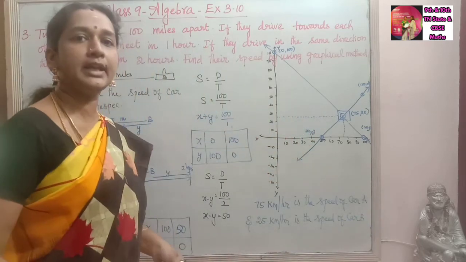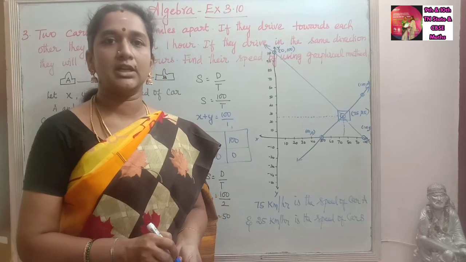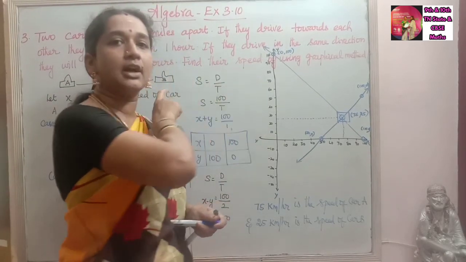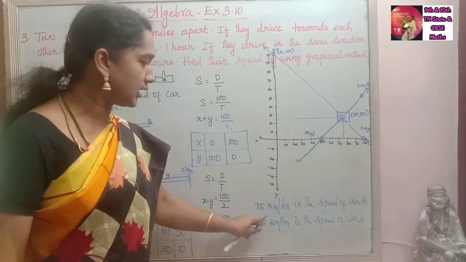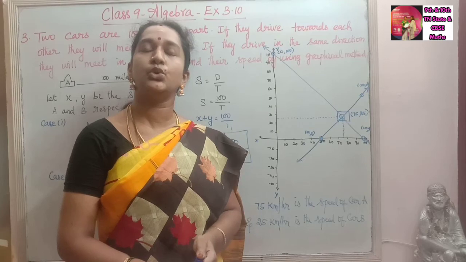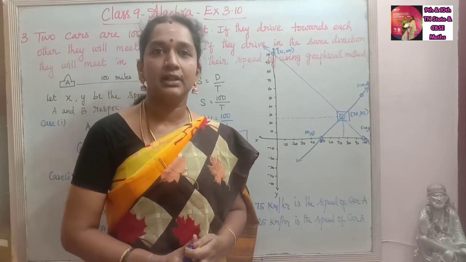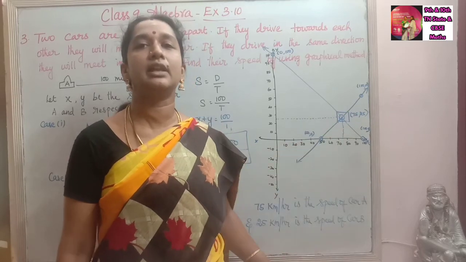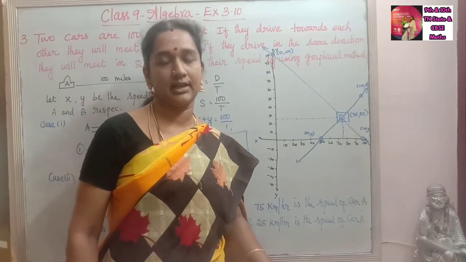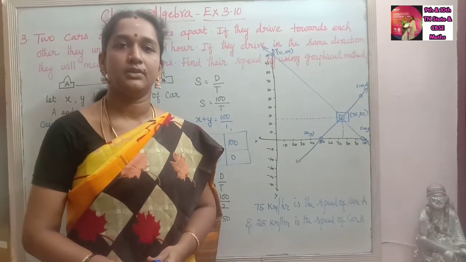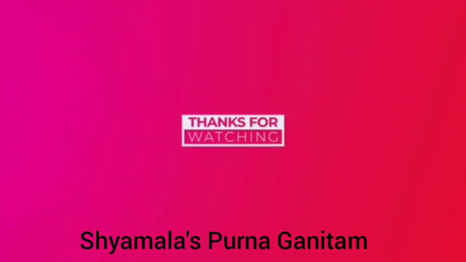So that only we were asked to find. We were asked to find the speed of the cars by using the graphical method. So we got the speed. Okay, thank you. So use the graphical method carefully, plot the points carefully, then only you can get the correct value of speed. Okay, thank you.